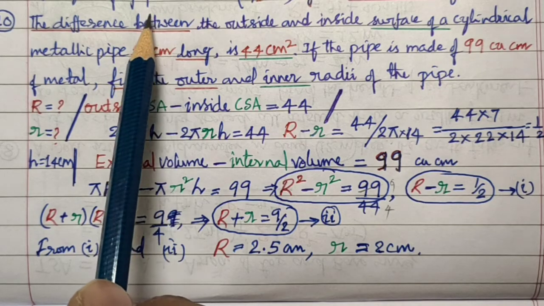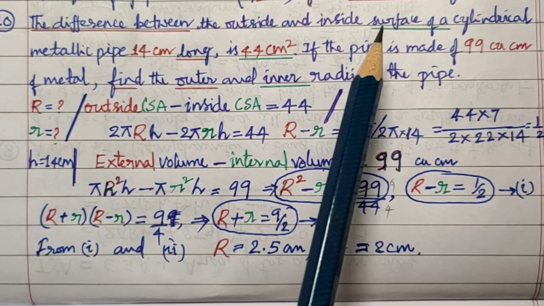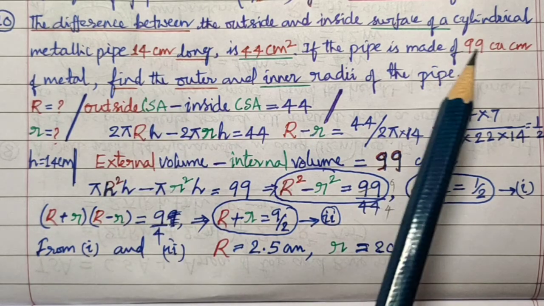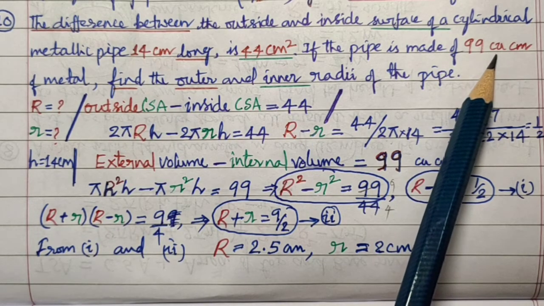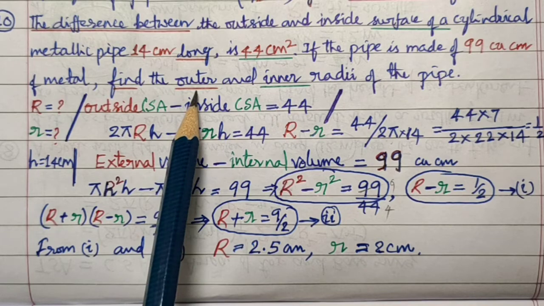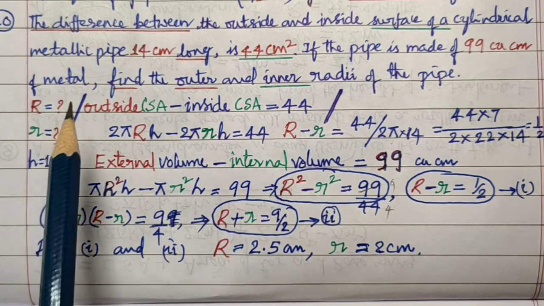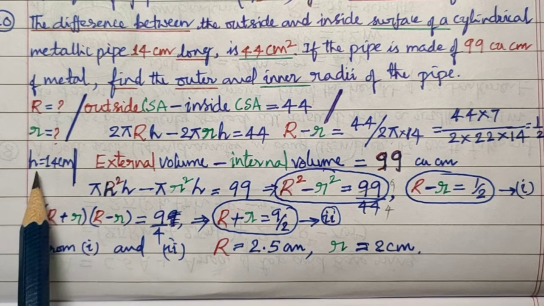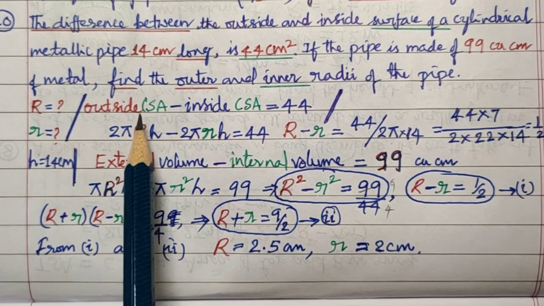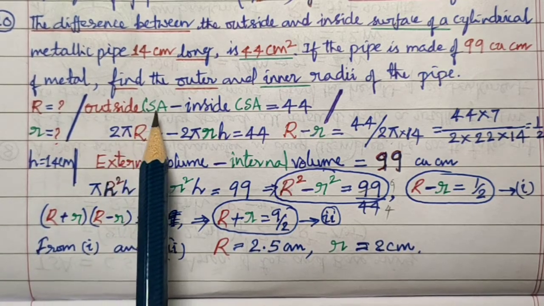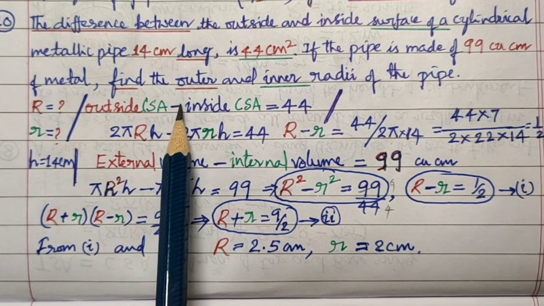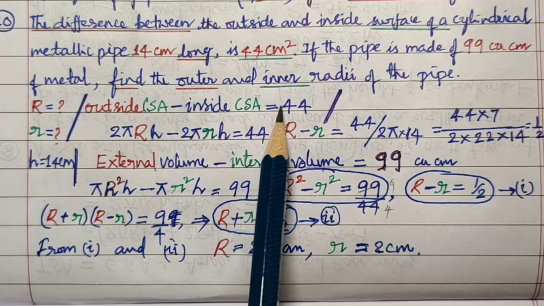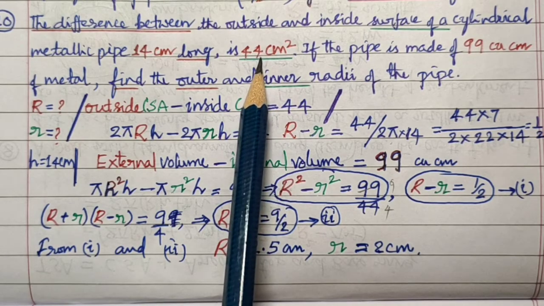They were given the difference between the surface areas of inside and outside. They were given the length of the pipe. They were given the volume of the pipe. We need to find out the outer and inner radii. So we need to find out bigger R and smaller r, and the length is given as 14 centimeters. The outside curved surface area minus the inside curved surface area, they gave it as 44 centimeter square.